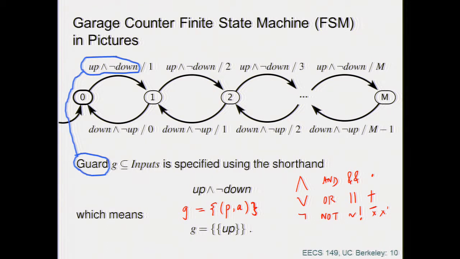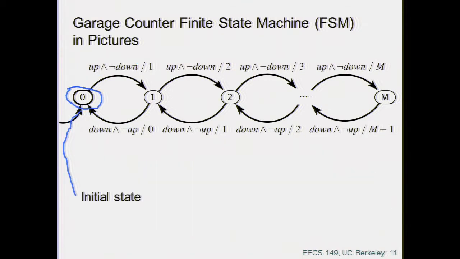Okay, so this is the guard. It's specified using the shorthand up and not down. So we already talked about that. Now, there is another important point, which is the notion of initial state. In this particular case, I put 0 over there, and I assume that my system starts with no cars parked. So that is my initial information.